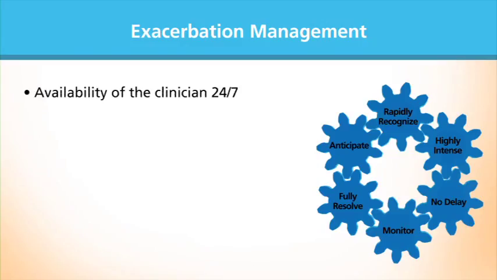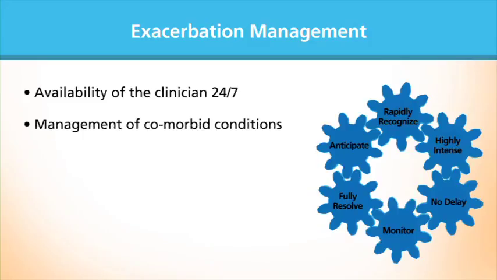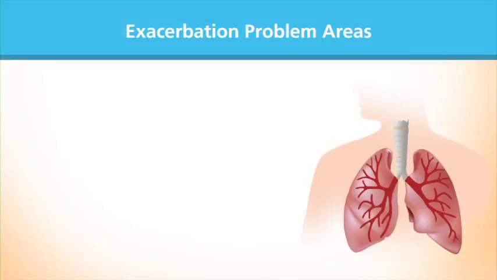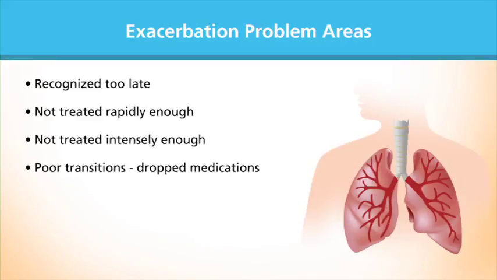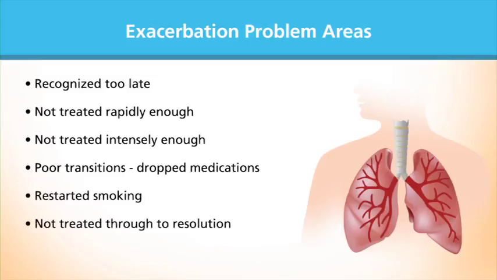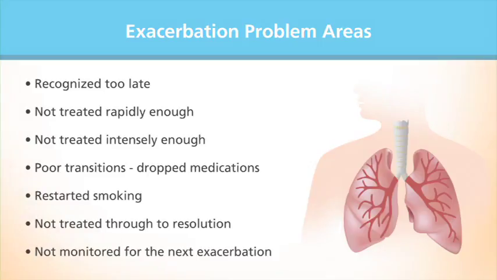So we have to have the availability of the clinician 24/7, and we've got to have management of comorbid conditions and advanced directives. So the problem areas of exacerbation is that they're recognized much too late. They're not treated rapidly enough. They're not treated intensely enough. There are poor transitions, dropped medications, restarted smoking, not treated through to resolution, and not monitored for the next exacerbation.